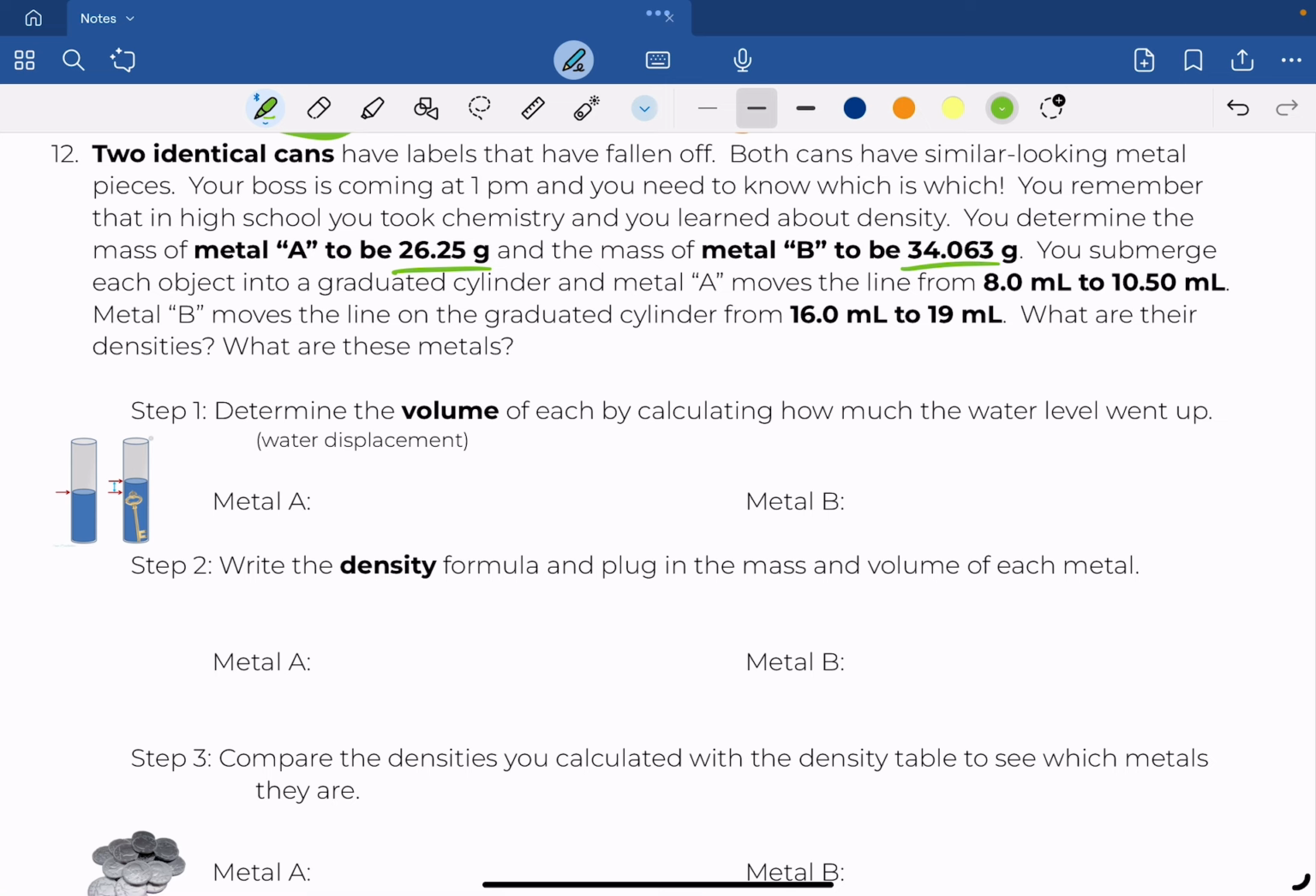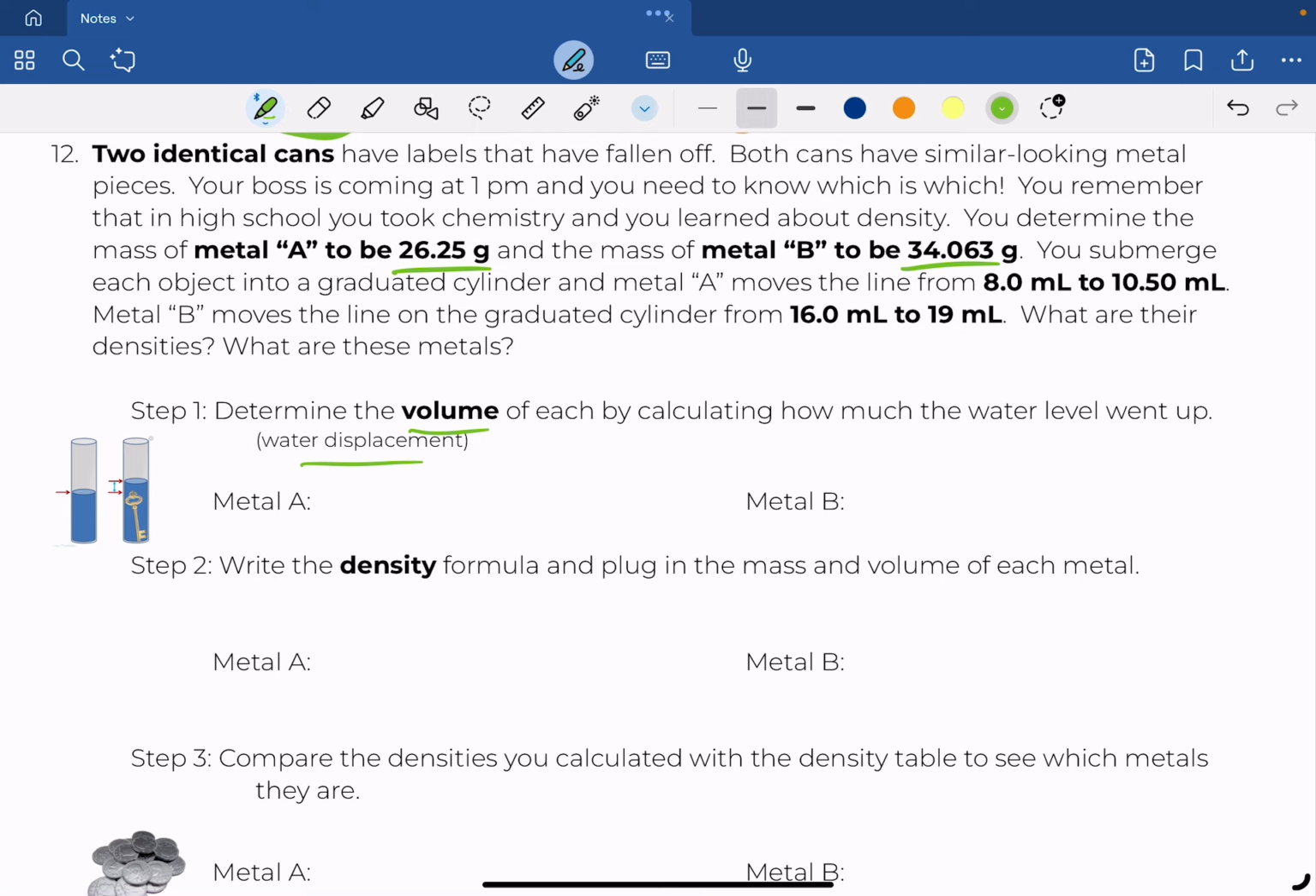Okay, step 1 here says to determine the volume of each by calculating how much the water level went up, which is water displacement. Water displacement is something like this: you put your graduated cylinder at 70 milliliters, make sure it's on a flat surface, and drop your object in. Hopefully it doesn't splash too much. And we went up to 75. If you started at 70 and went up to 75, that's a difference of 5, so our volume would be 5 there.